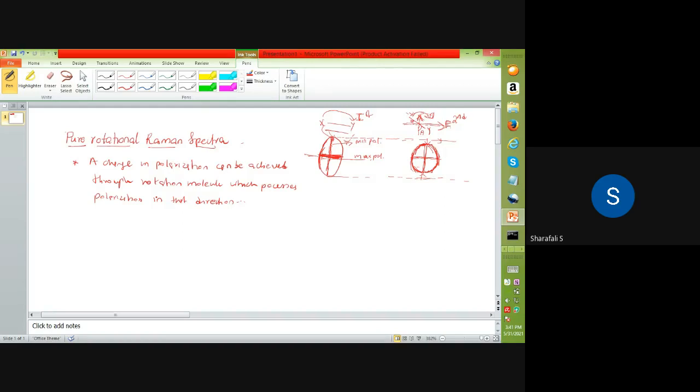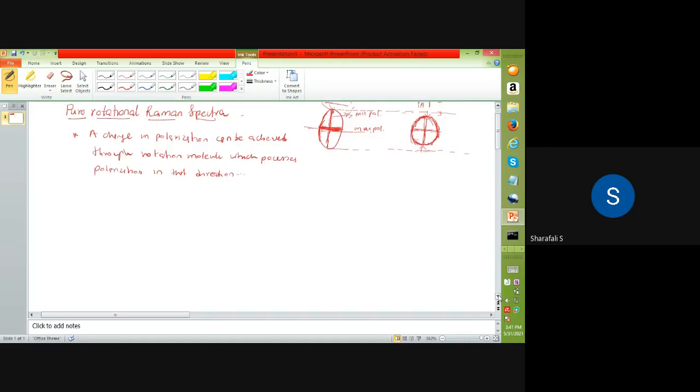But vibration we are not considering now. We are going to deal with pure rotational Raman. So what will happen in the case of Raman spectra if the molecule is rotating? We already studied the energy corresponding to the rotational levels when we discussed microwave spectroscopy, where we calculated the energy of different levels for rotation of the molecule.